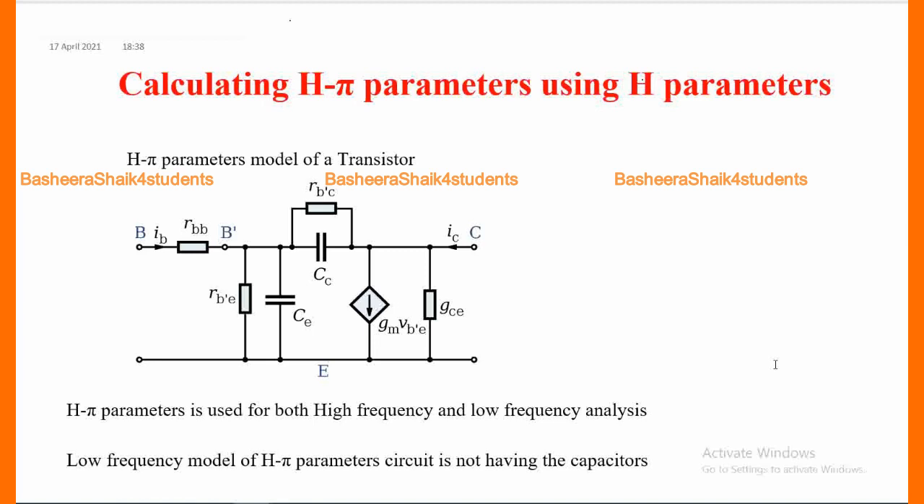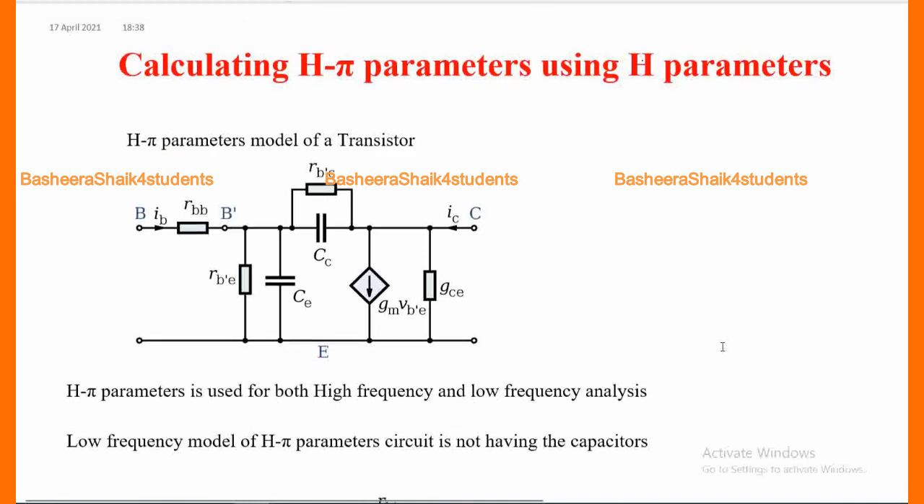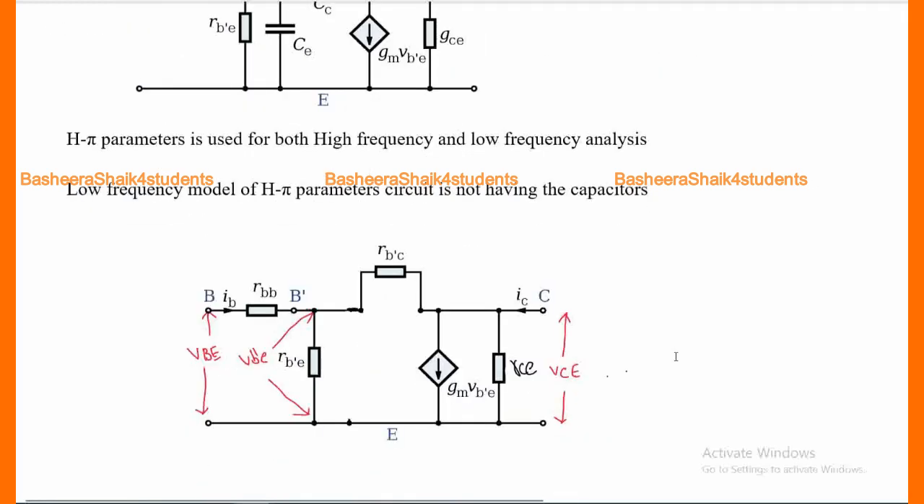It simply means that we are going to use the low frequency parameters in order to derive the hybrid-pi model. It means we are going to derive the resistive components rbb', rb'e, rb'c and rce by using the h parameters named hie, hfe, hre and hoe.